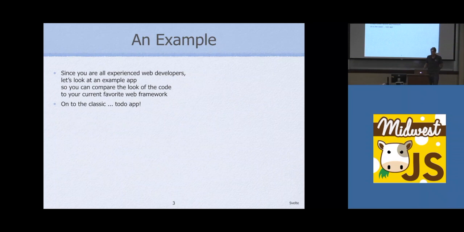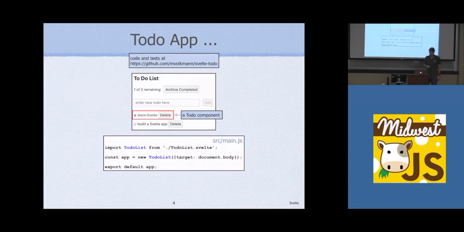So I really like to see the code as soon as possible when I'm looking at a new technology, and so I want to do that for you today. You're all experienced web developers, and so you'd probably like to see what this code looks like compared to the framework that you're using today. And so let's look at the classic To-Do app. And if you've seen any other of my talks this weekend, you've seen something really similar to this already.